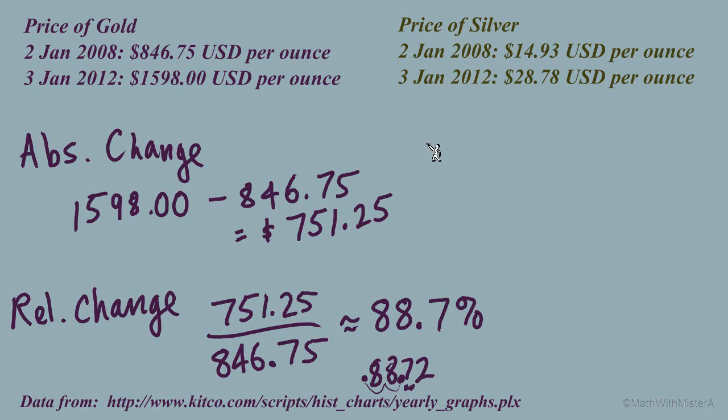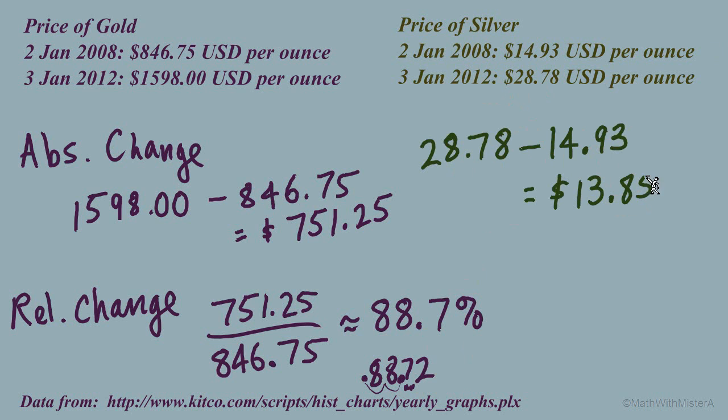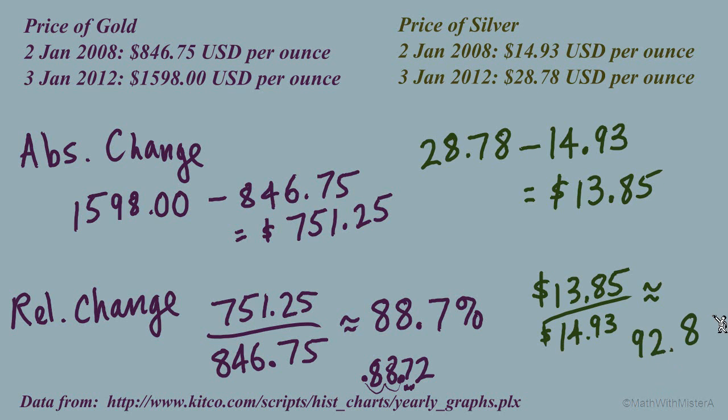First, the absolute change. Find the difference between the final amount, $28.78, and the original amount, $14.93. And we get an absolute change of $13.85. The actual amount of the increase from January 2008 to January 2012 was $13.85. As a relative change, we'll compare that amount of the change to the original amount, the cost in January 2008, $14.93. It equals approximately 92.8% when we round to the nearest tenth of a percent.